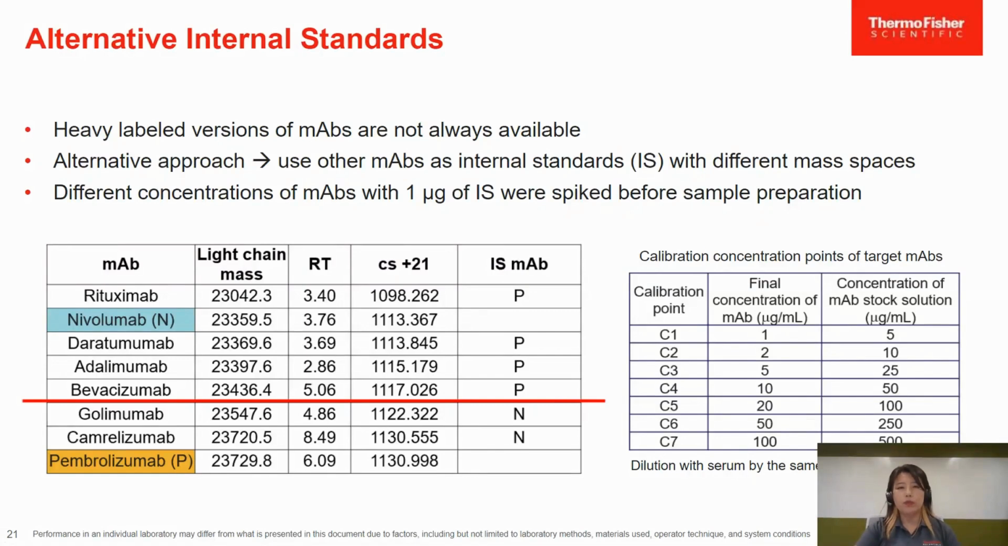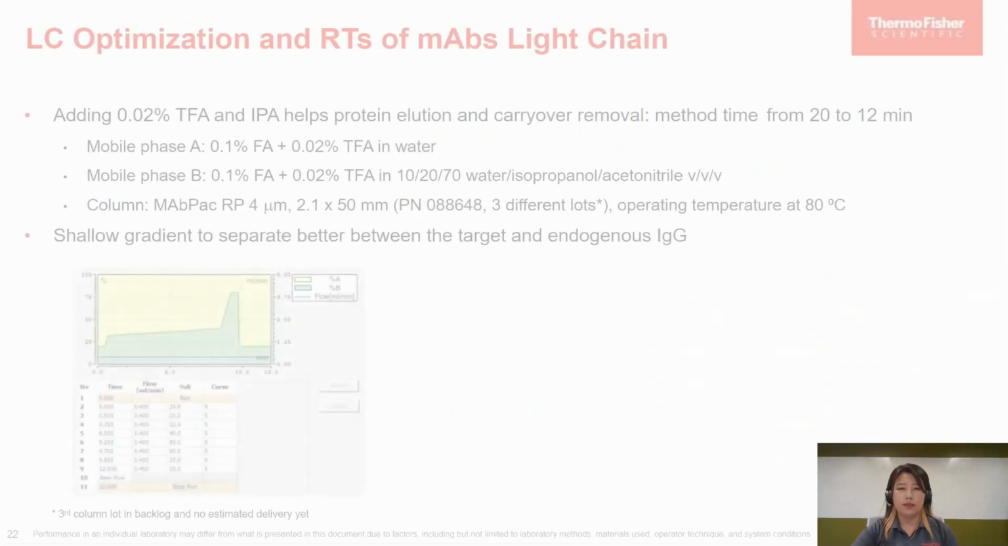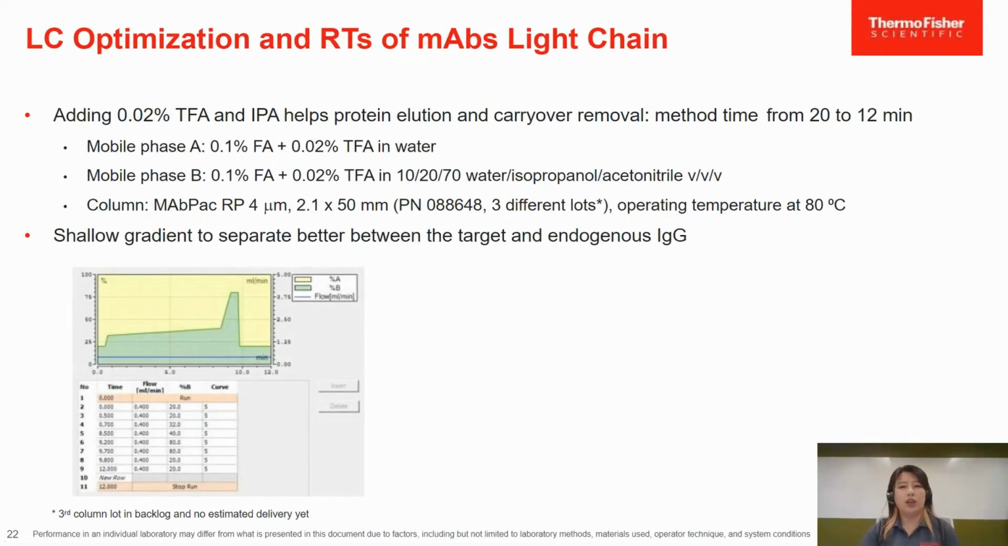in this table. So 1 microgram of these internal standards was spiked into the different concentrations of the mAb, as indicated in this table, to generate the calibration curve for the analytical performance evaluation. And we also optimized acid conditions. So for example, here we added 0.02% TFA, trifluoroacetic acid, and IPA, isopropanol, to help protein elution and carryover removal.